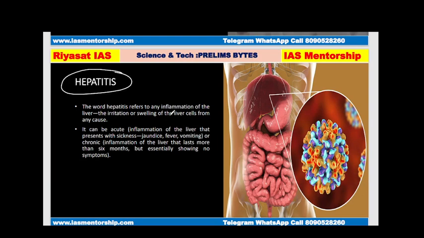What is hepatitis? It's an inflammation of the liver. Swelling in the liver is caused because of your acute sickness. Okay. What can happen here? Jaundice, fever, vomiting. Okay, this can happen. Sometimes it also happens that hepatitis does not show any symptoms. So hepatitis, you need to remember that it is related to your liver, and liver swelling happens in hepatitis. Clear? Let's go.